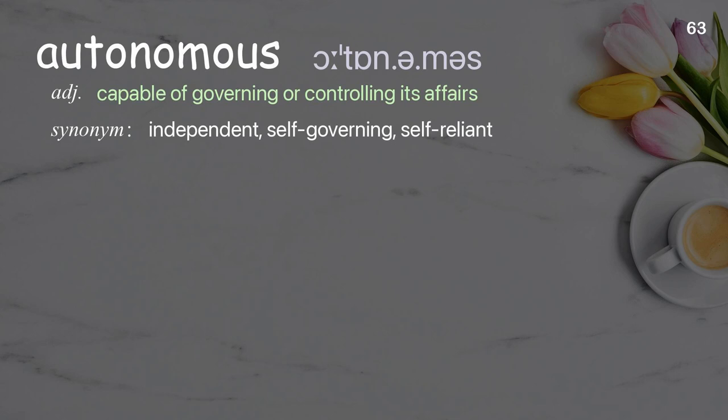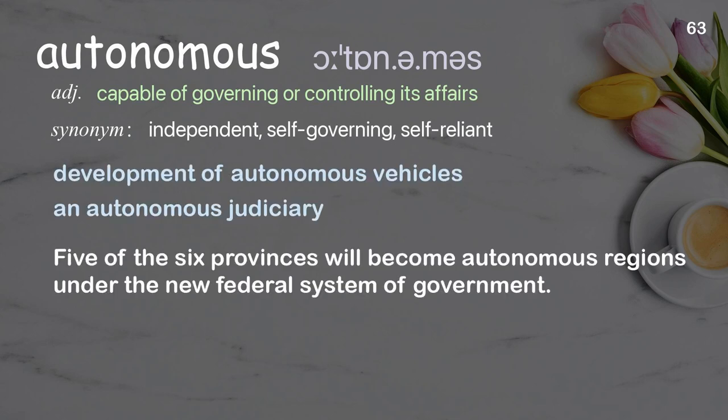Autonomous: capable of governing or controlling its affairs. Examples: development of autonomous vehicles, an autonomous judiciary. 5 of the 6 provinces will become autonomous regions under the new federal system of government.